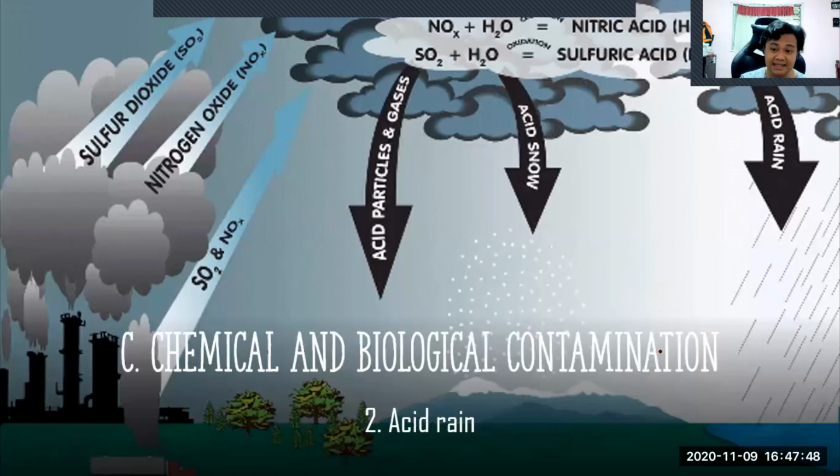Second is our acid rain. So I have discussed this already. I will not go through in depth. Just know that it is being produced by the exhaust of our industrial plants and also of our vehicles. So we have SOx and NOx here. They will form nitric acid and then sulfuric acid, and then it will produce acid rain.